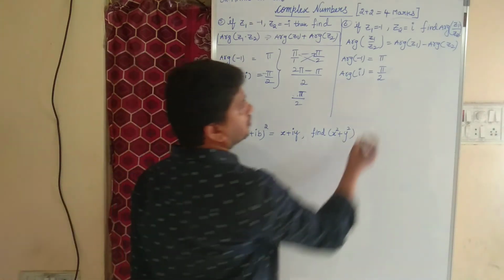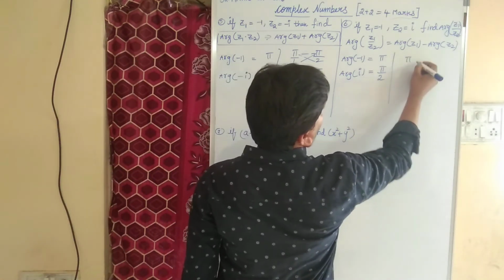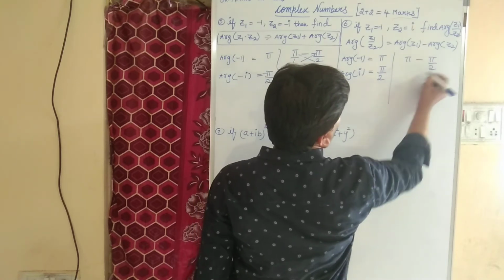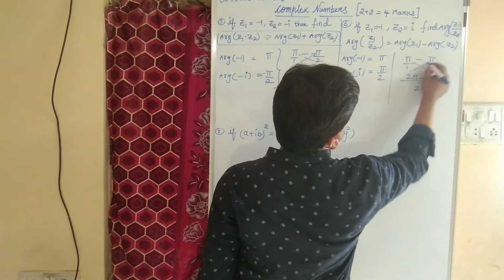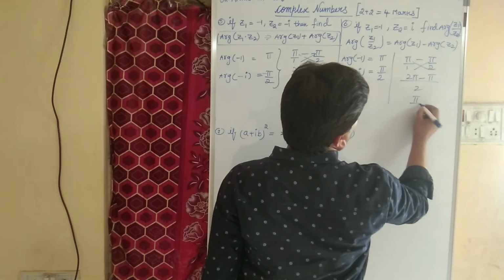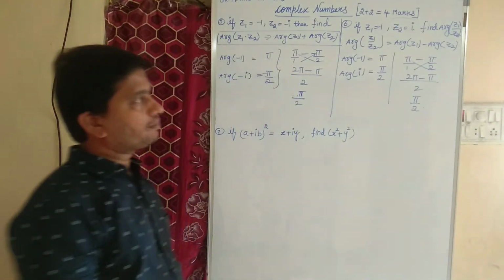Okay, now arg of z1 is pi minus arg of z2 is pi by 2. Nothing means 1. LCM 2. 2 into pi 2 pi minus 1 into pi pi. 2 pi minus pi, pi by 2.